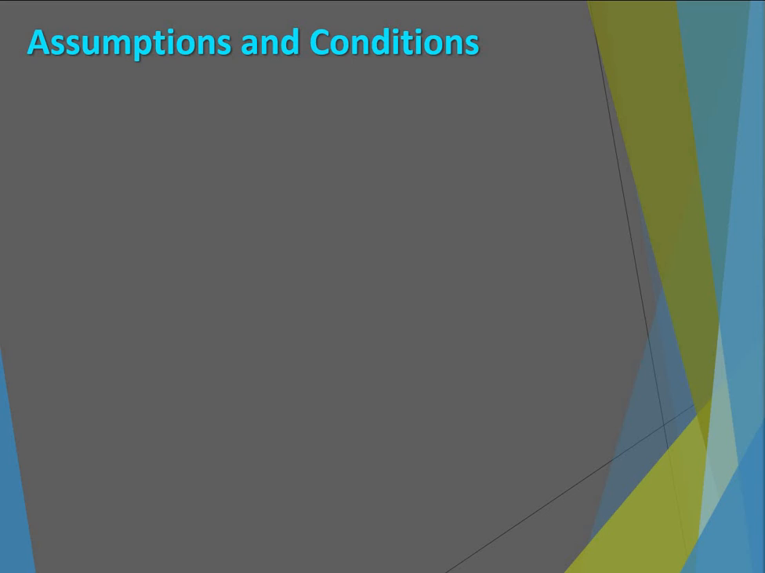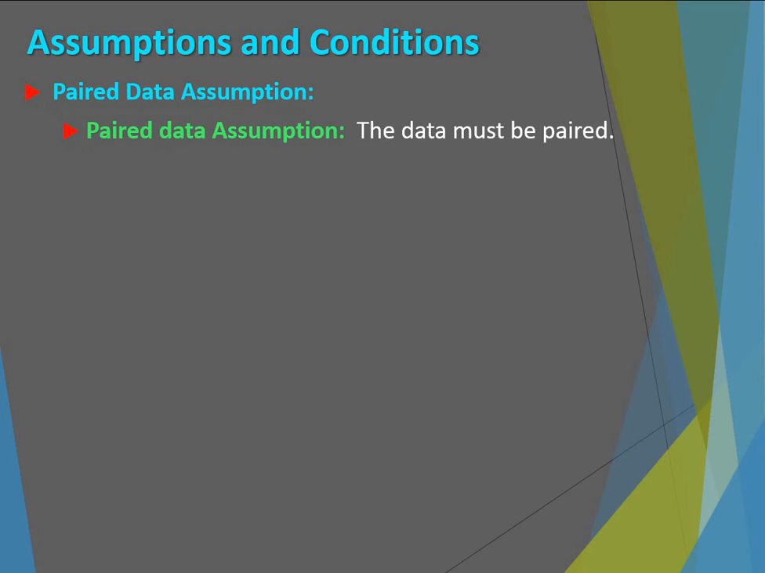What made this test different than the difference of means? Paired data assumption. That is the number one thing. When you go through and look at your data, a lot of times people are like, I don't know which test to use. The assumptions and conditions tell us what test to use.